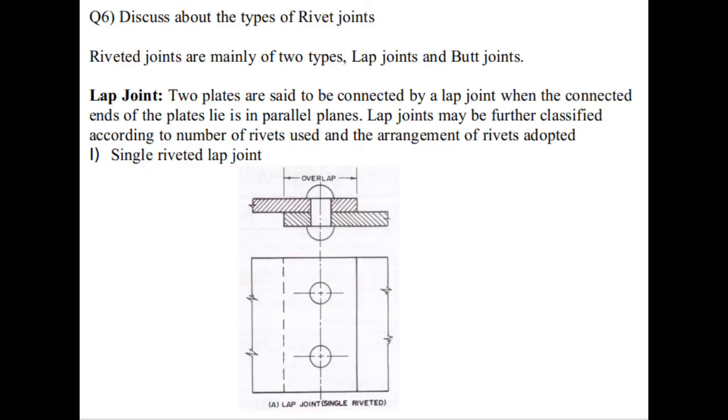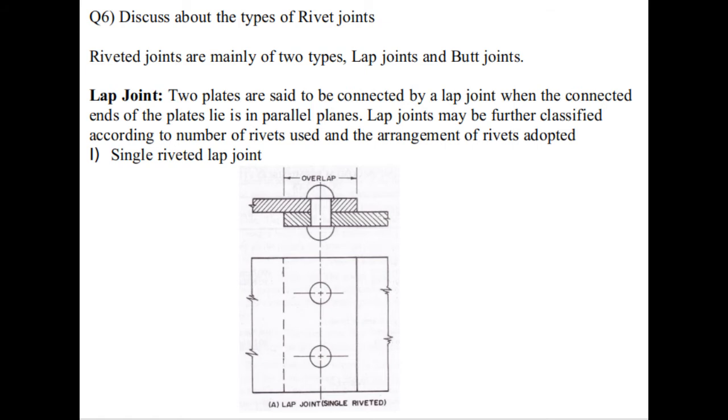Now, this is a very important question. Definitely one question in your paper will be this one: discuss the different types of rivet joints. This is a very important concept. Rivet joints are classified into two types. Number 1, lap joint. Number 2, butt joint. Now lap joint can also be divided into two categories: single riveted lap joint and double riveted lap joint. I will show you in the next slide.